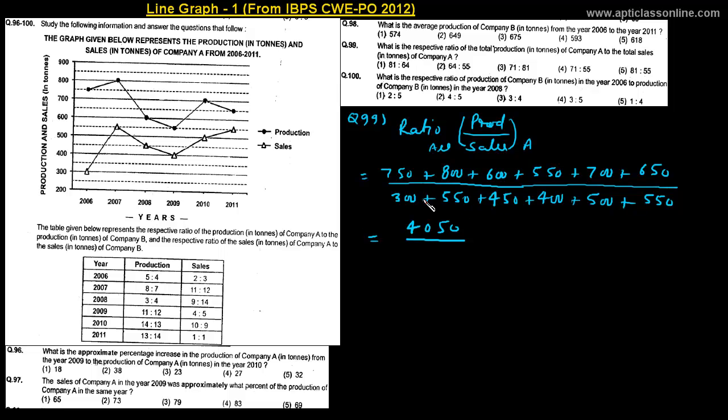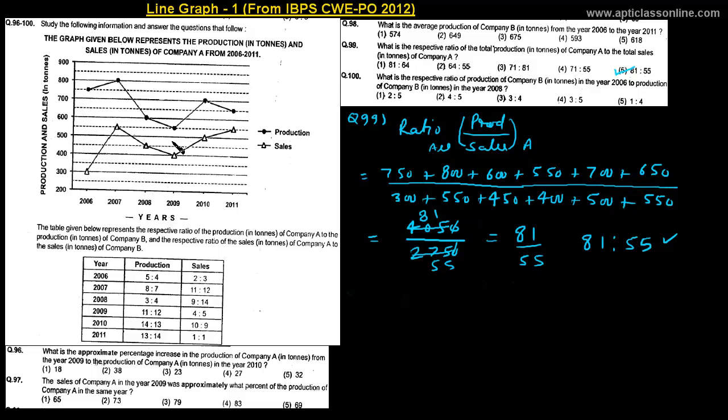Similarly, in the denominator we add up: 5 plus 4 is 9, 1000, 1300 plus 400, that is 1700, 2200 plus 550, that is 2750. This 0 will go, so we'll divide by 5. 5 8s are 40, 5 1s are 5, 5 5s are 25, 25, 55. So 81 divided by 55. The required ratio is 81 is to 55. Let's see which option is correct. 81 is to 55, the option 5 is correct.